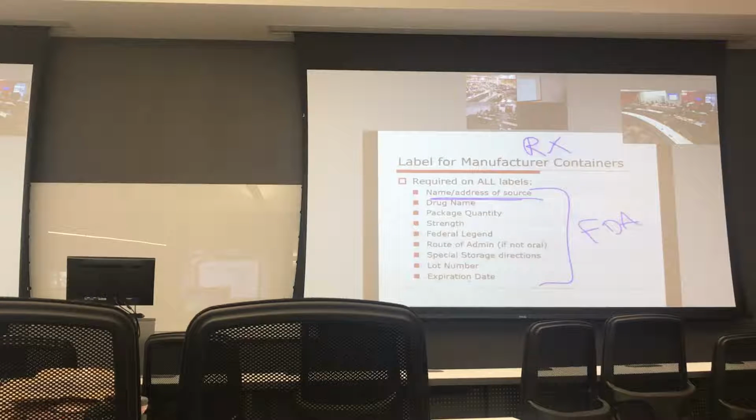Again, this becomes important if you have to start tracing it back for the purposes of recall, if you have an adverse drug reaction or something like that. I think you all are pretty well versed in the idea of a lot number and expiration date. We'll talk a lot more about expiration dates and some other types of dates that we might use for compounds or for repackaging as we go on through the course.